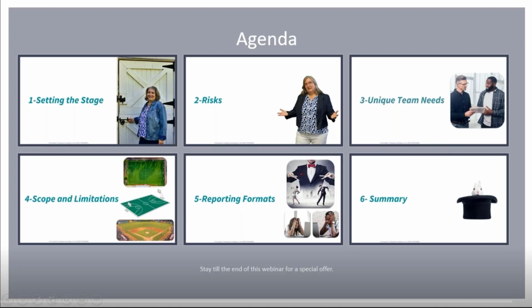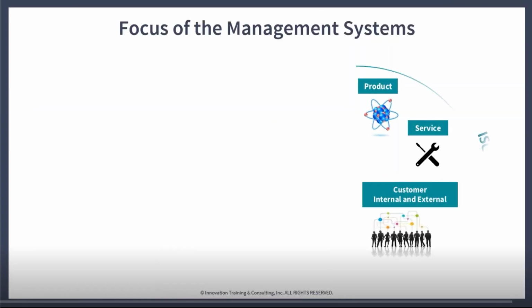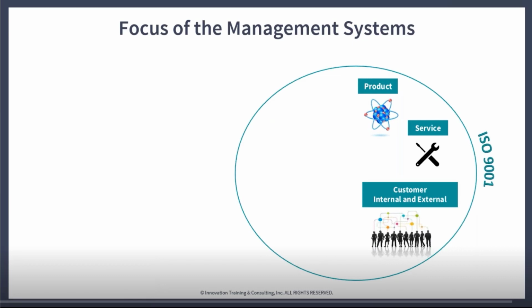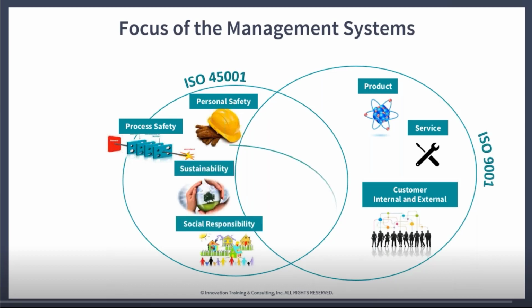So if we set the stage, there's a lot of similarities and yet some differences across the 3 management systems. ISO 9001 focuses on the product and services and both internal and external customers. 45001 brings in the safety, both of the operations and protection of the people. 14001 brings in sustainability, social responsibility, and then Responsible Care adds additional features of security, reinforcement of process safety, and product stewardship.